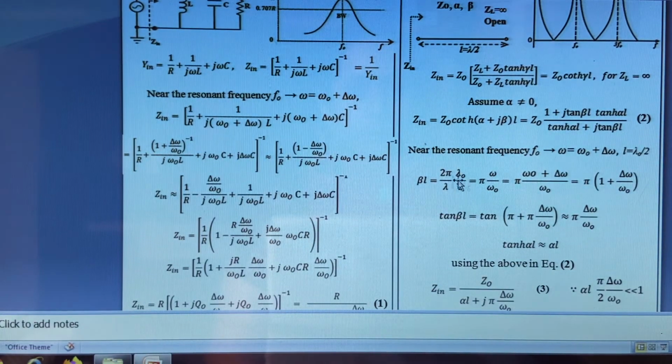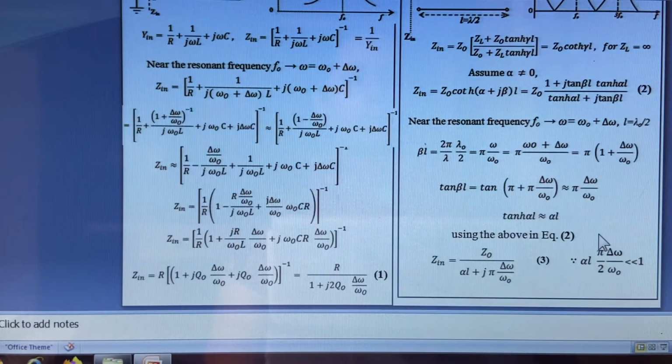Now writing this, multiply and divide by pi, we will be having pi omega divided by omega naught. So beta L is equal to this. Now substitute omega equal to omega naught plus delta omega and rearrange, we will be getting this equation. Now this tan beta L, by substituting the beta L value, we will be left with this. It is approximately equal to pi delta omega by omega naught.